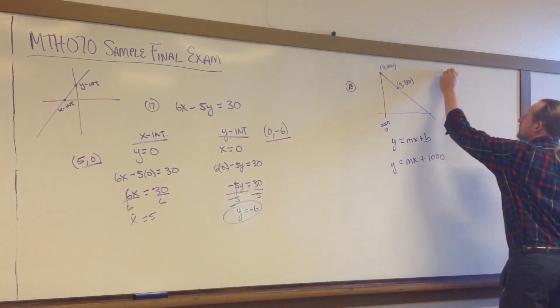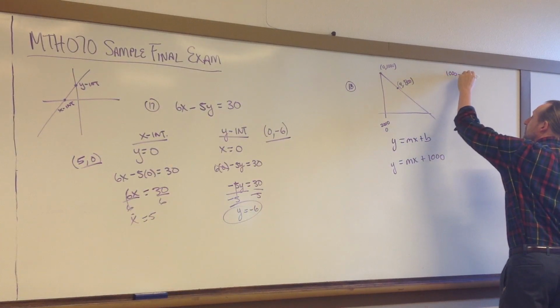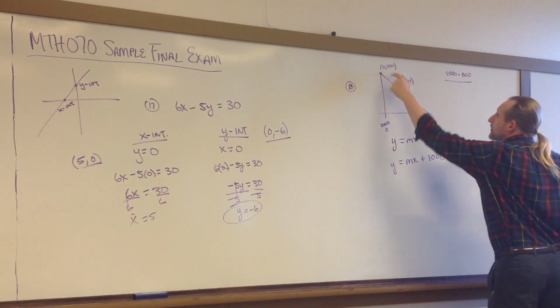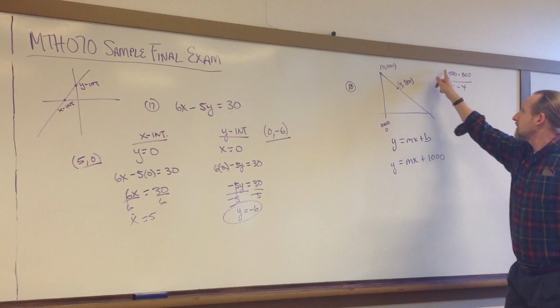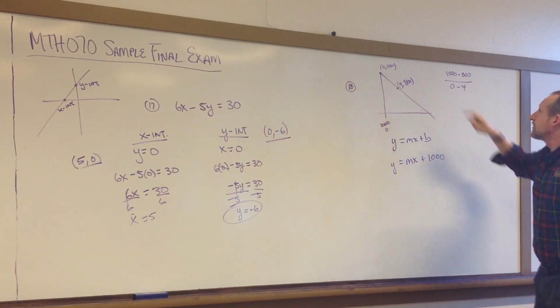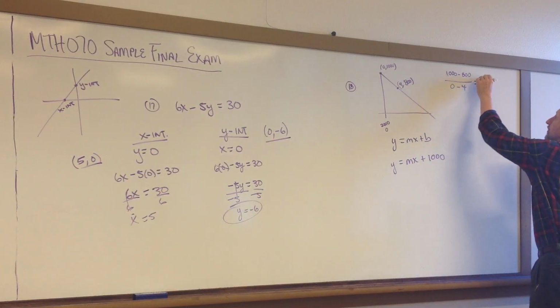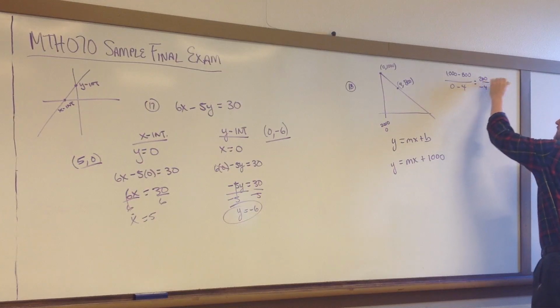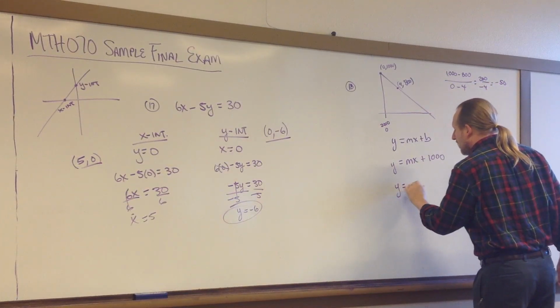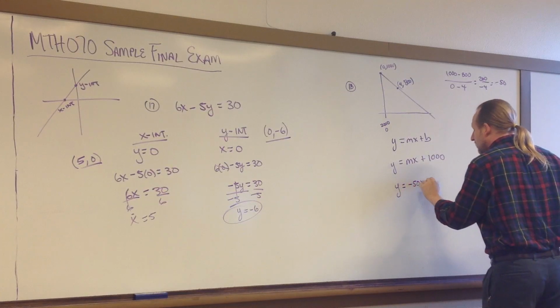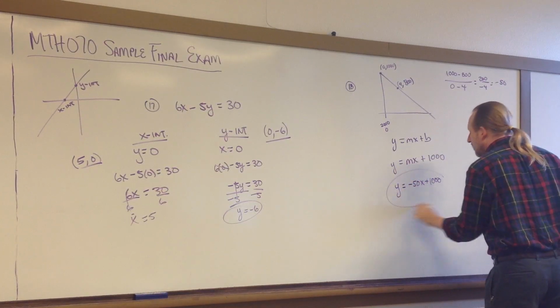Change in y's, 1,000 minus 800, over the change in x's, 0 minus 4, right? If I start with the 1,000 on top, I have to start with the 0 on the bottom. So 200 over negative 4, our slope is going to be negative 50, and there we go, negative 50x plus 1,000, and we're done.